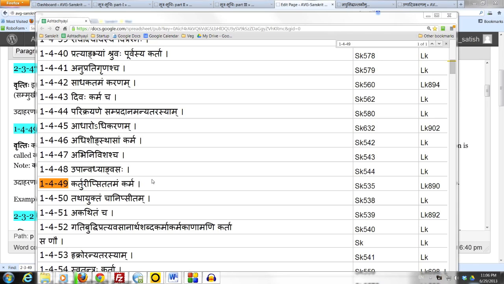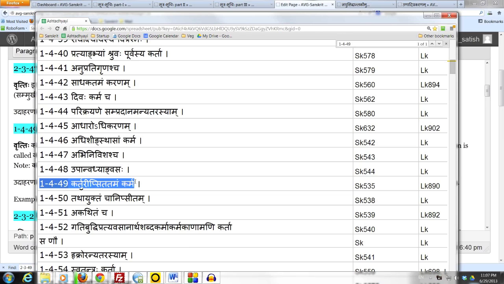Let us now begin our discussion of the second case affix, dvitiya vibhakti, so called as the accusative case in English. For that, we have to first define this sanjna, this designation of karma. What exactly is the object of the action? Sutram here is 1449, which reads, kartur ipsitatamam karma.